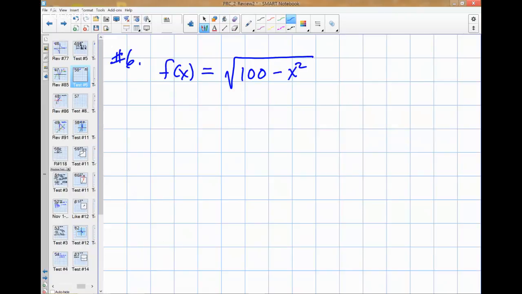We're supposed to find the domain of the function. What can't we have? We can't have a negative under the root sign. It's okay to have a 0. So let's just write this out: 100 minus x squared has to be greater than or equal to 0. And so we add x squared to both sides.